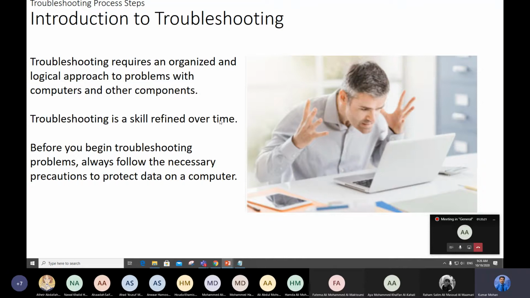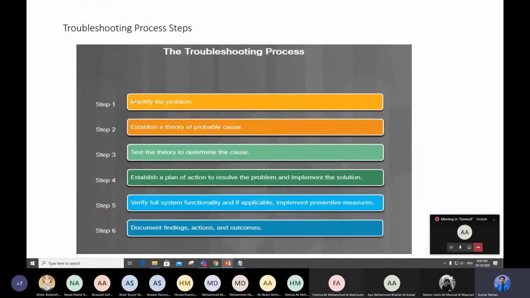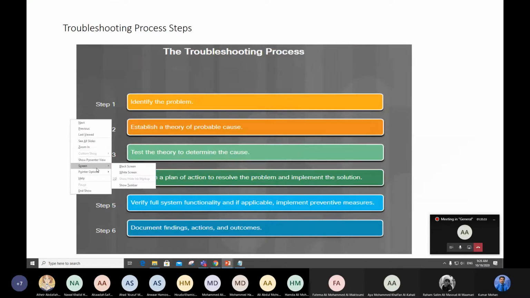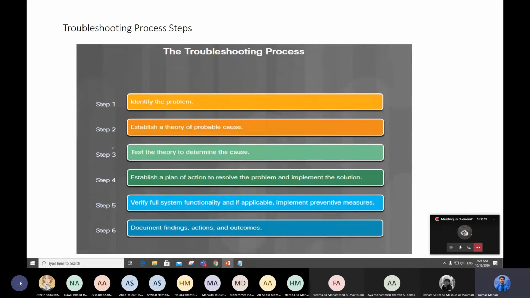So you need to identify the problem. Maybe you may not identify the problem the first time. The second time you may become an expert. These 6 steps are very, very important. The first step is identify the problem, establish a theory of probable cause, test the theory to determine the cause, establish a plan of action to resolve the problem and implement the solution.